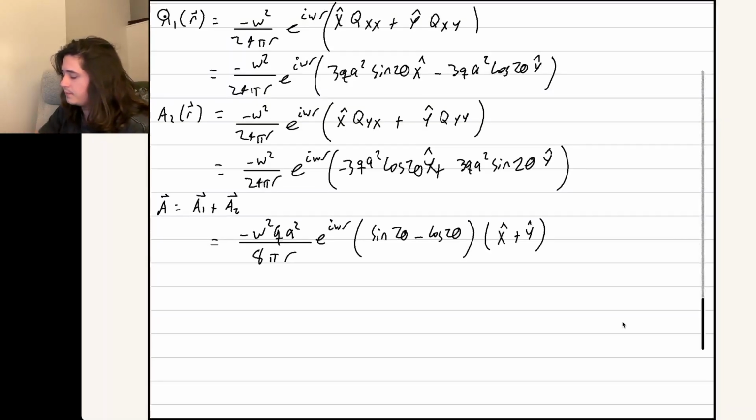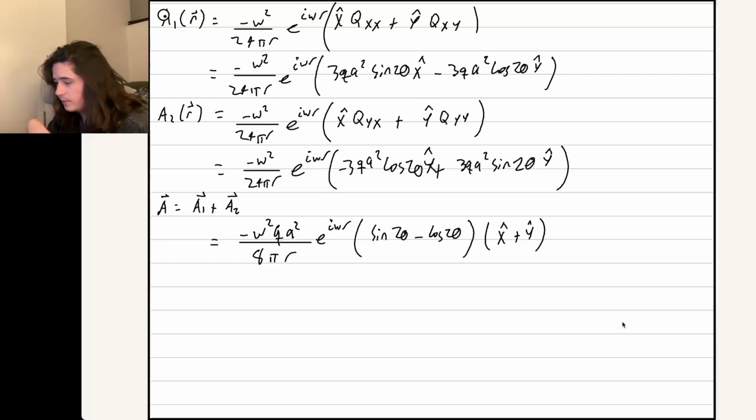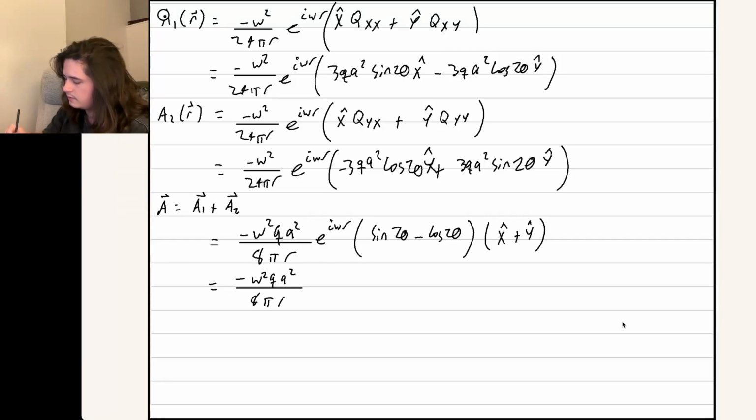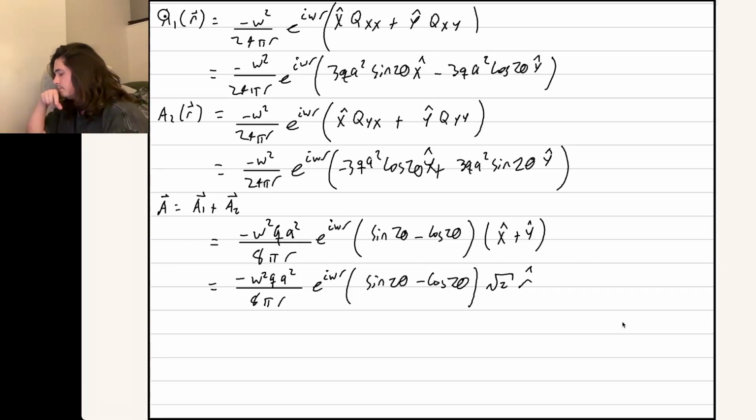At this point, it's worth changing over to spherical coordinates so that we can get the radiation fields. So the combination of x hat and y hat stuff will just give you the root 2 times r hat. So there's your vector potential.